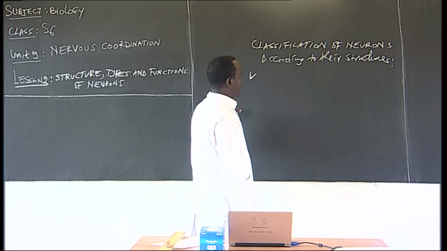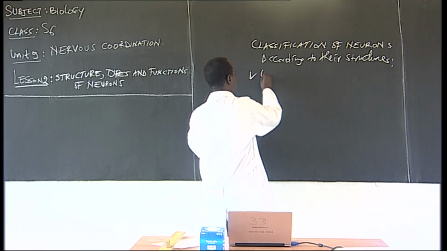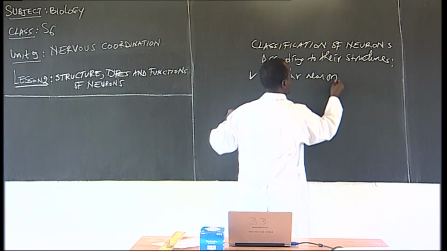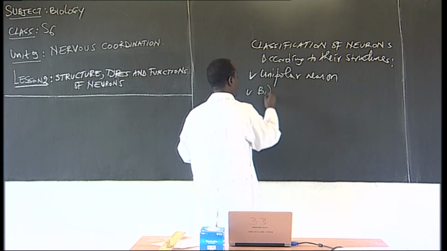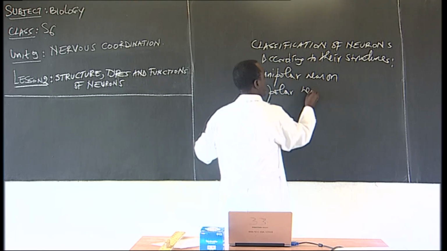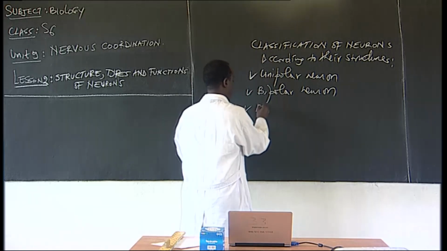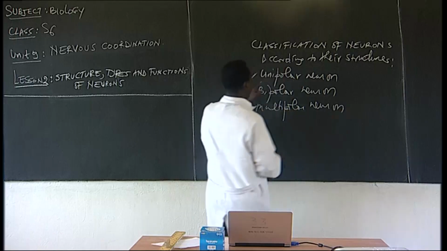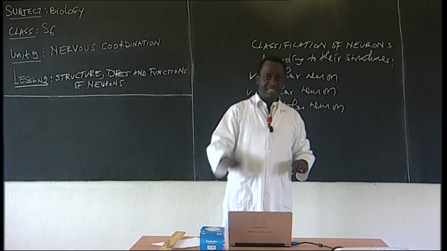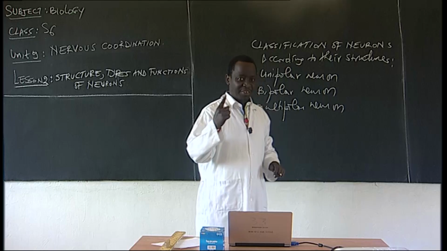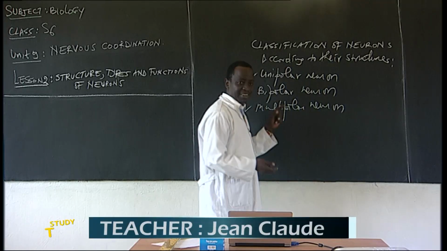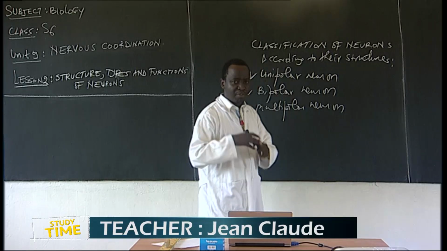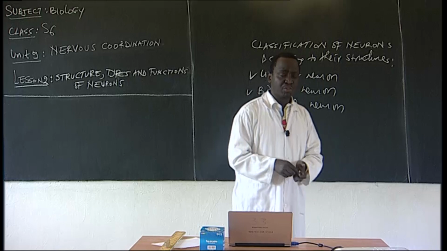According to their structure, we have unipolar neuron, we have bipolar neuron, we have multipolar neurons. So this unipolar neuron has a single process, one process. Do you remember? And then bipolar is called bipolar because it has two processes. Multipolar has many processes, more than two processes.